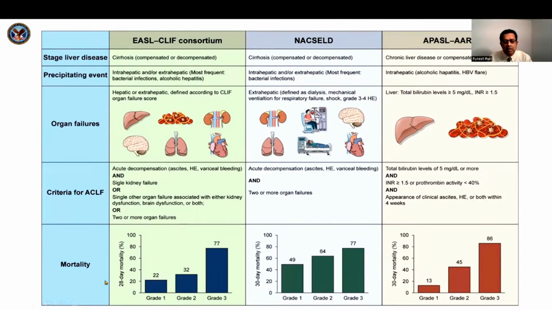Common to them is the rate of mortality. As the disease severity progresses, from grade 1 to grade 2 to grade 3, in all three classifications there is significantly high mortality, anywhere from about three-quarters to nearly 90 percent of people dying in a short span of time, generally a 30-day mortality, which is a very ominous sign.